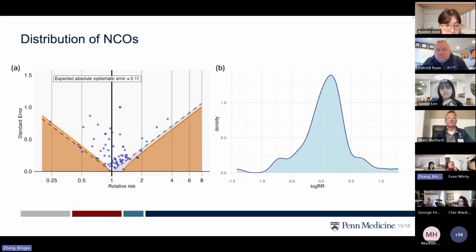This is the distribution for the negative control outcomes. Here, the left panel shows the funnel plot, where the x-axis is the treatment effect and the y-axis is the standard error. The right panel shows the density of the treatment effect. We can see signs of heterogeneity here.